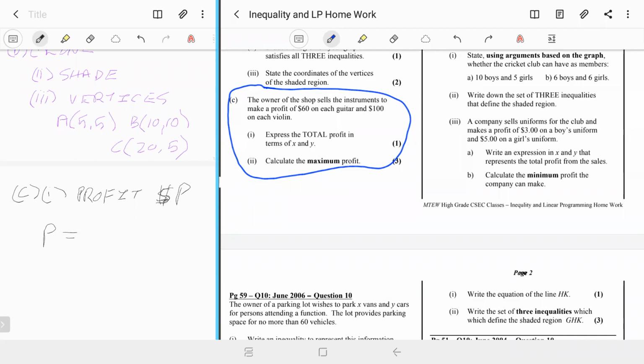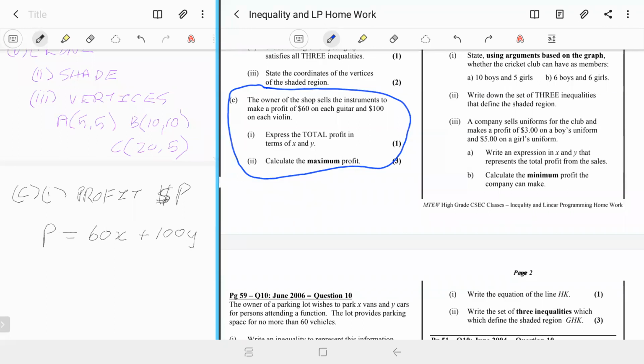Sir, could it read P equals 60X plus 100Y? Beautiful. Just like that. Yes. 60X plus 100Y. That is the expression for profit.